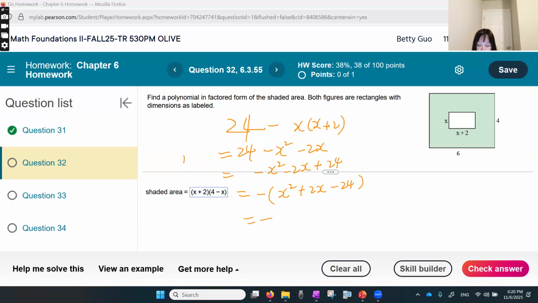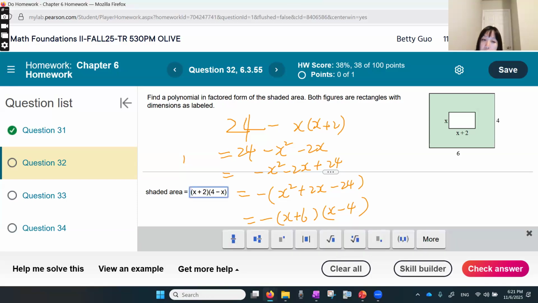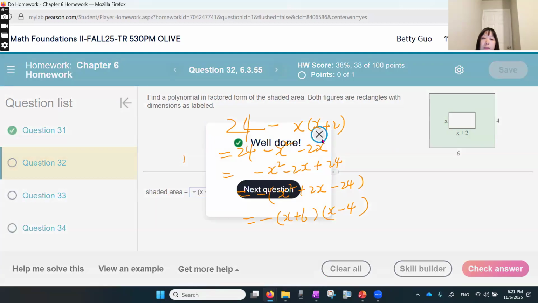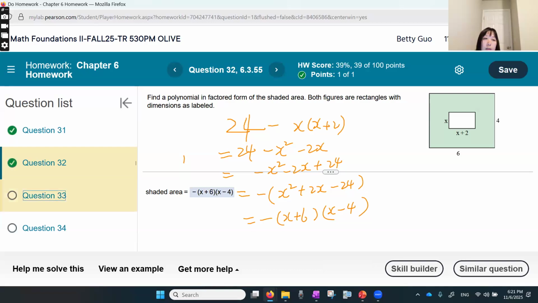Okay. So shortcut for the trinomial inside the parentheses. We're going to have x plus 6, x minus 4, because 6 and negative 4 multiply to negative 24 and add up to 2, right? So the answer is going to be negative in front: negative, x plus 6, x minus 4. Done. Right? Yeah. Next.